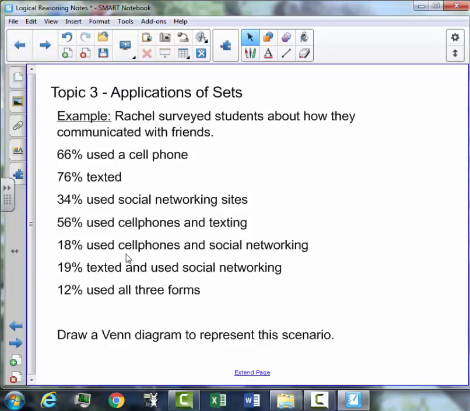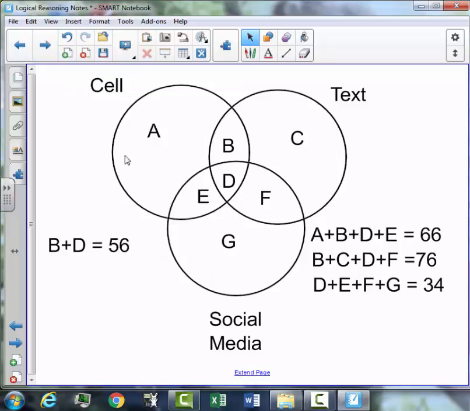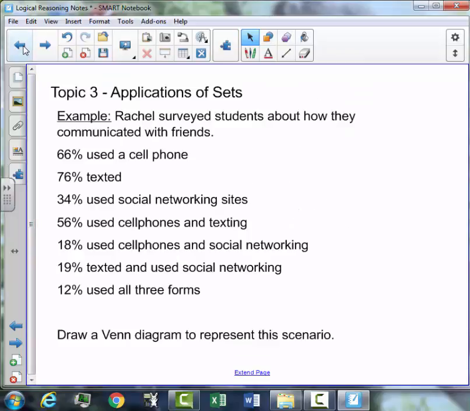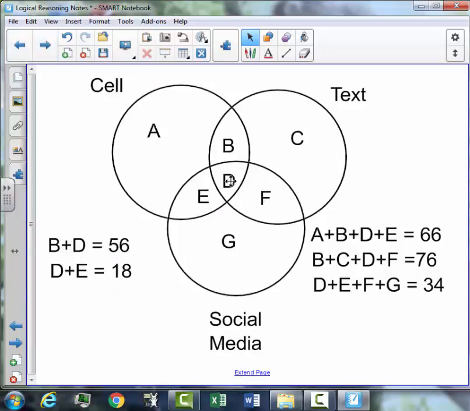The next number is 18% using cell phones and social networking. So 18 is cell phones and social. So that'd be these two numbers right here. That's where they overlap. E and D is 18%. I'll write D plus E equals 18%. Texting and social networking is 19%. So texting and social media is D and F.